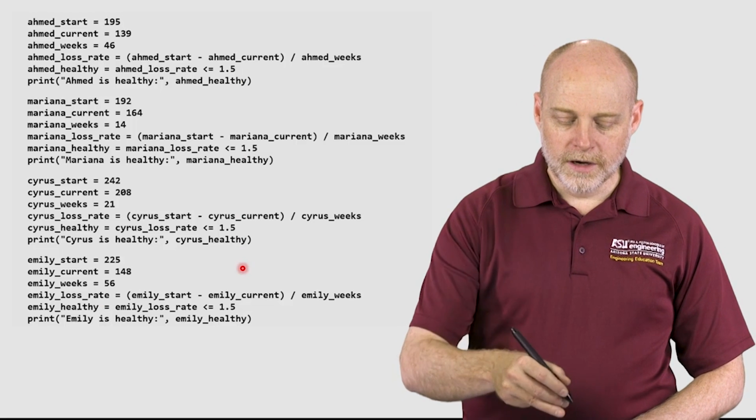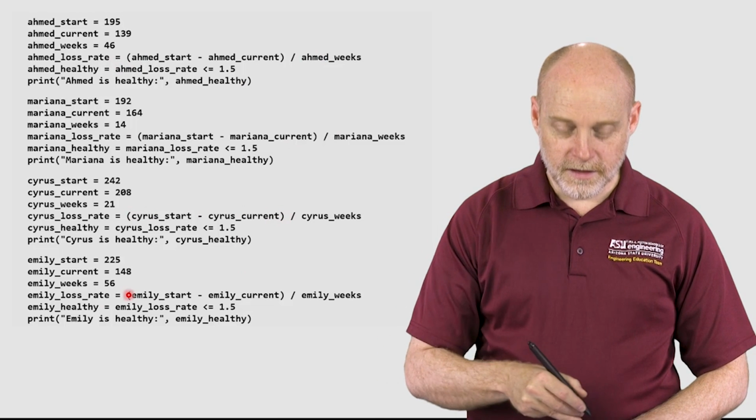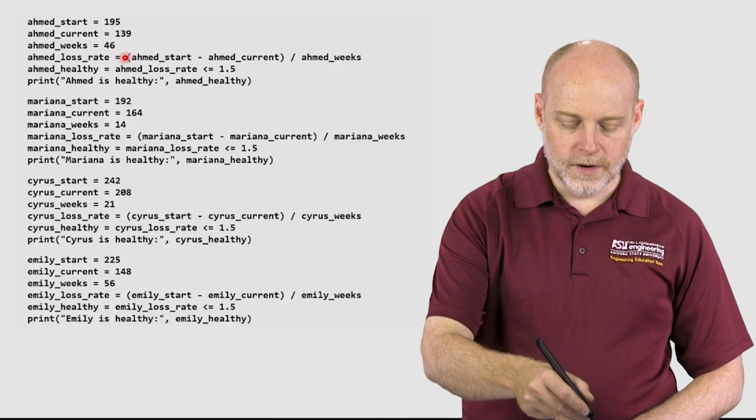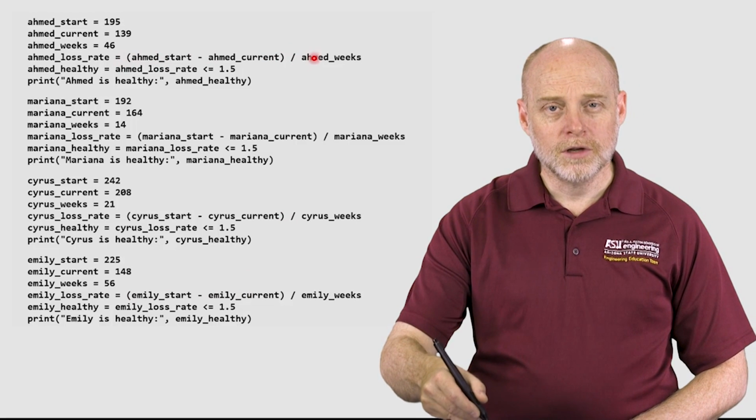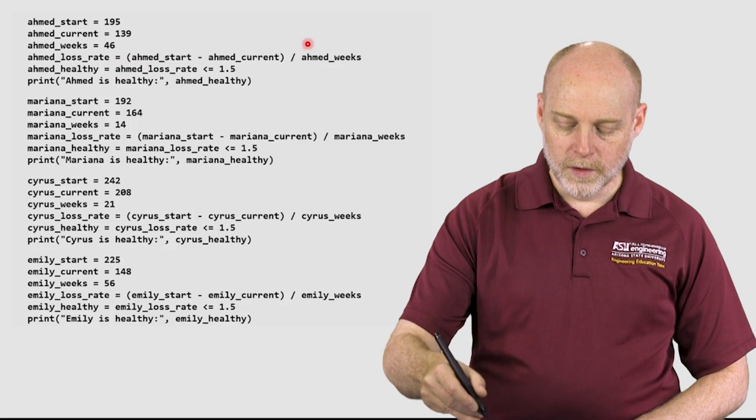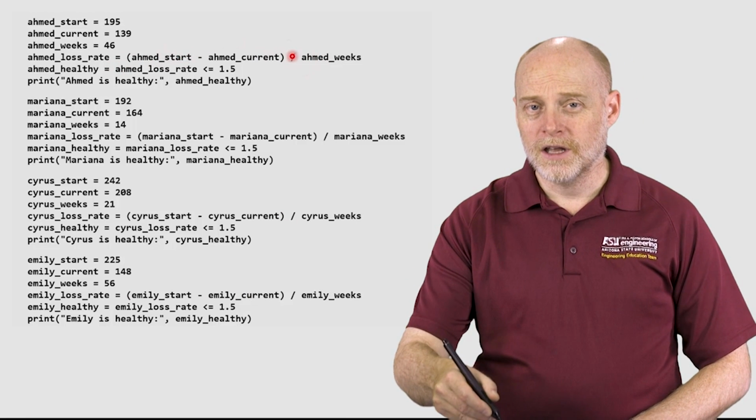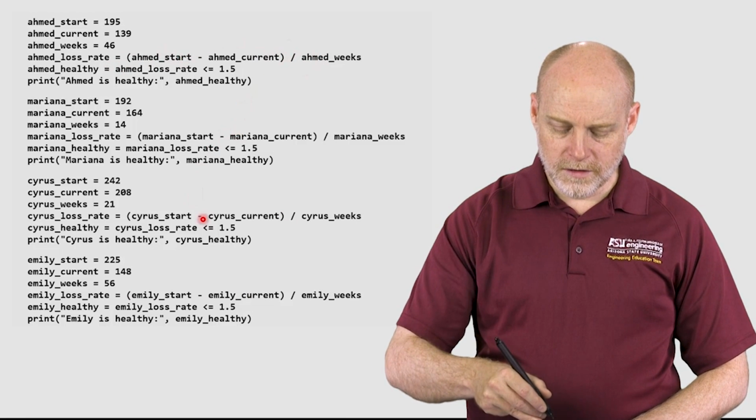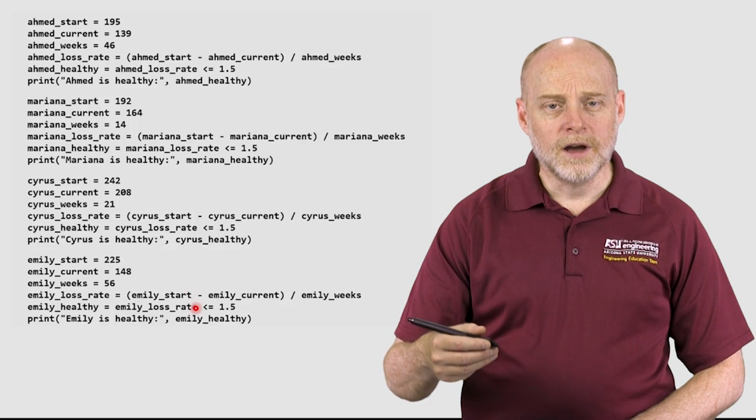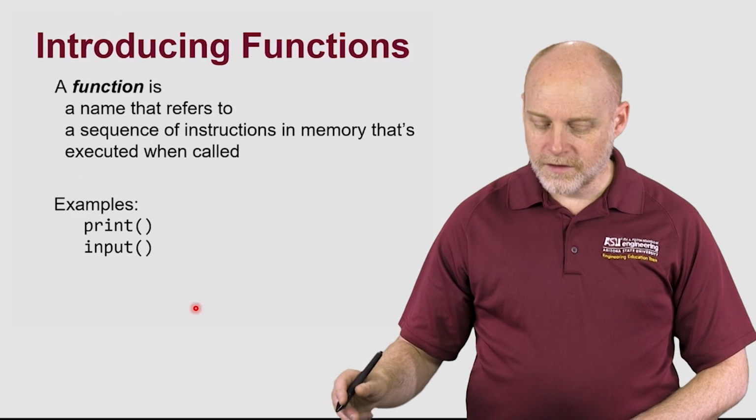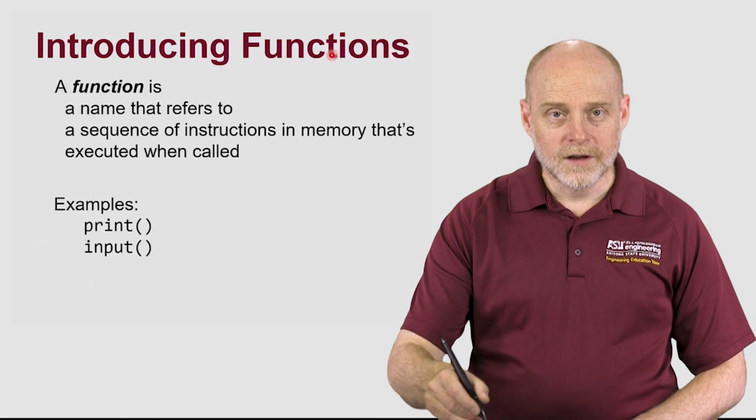And another problem that crops up is we keep repeating ourselves. And if it turns out that there's an error in here somewhere, perhaps we forgot to use these parens in our calculation of the loss rate, and so we would be doing this division operation prematurely and calculating incorrect results. We would be duplicating that error in our code dozens or possibly hundreds of times. And this is where a new construct that we're going to talk about called functions comes in.